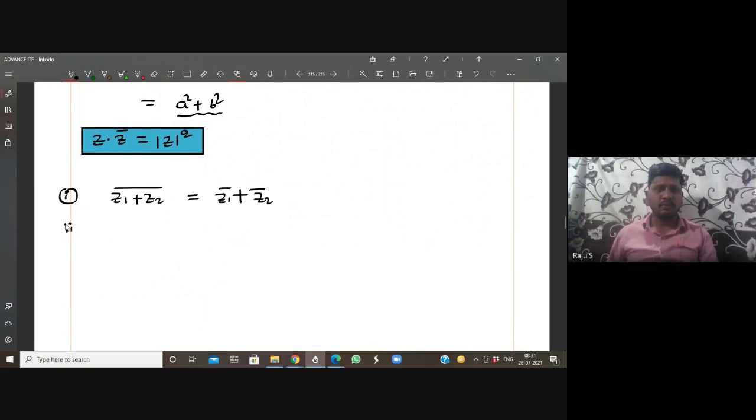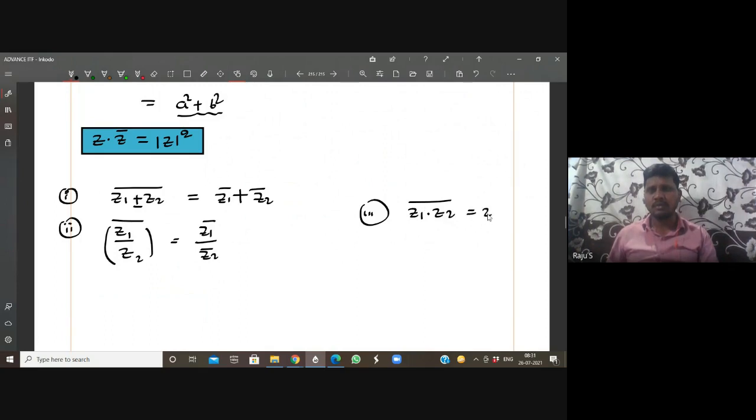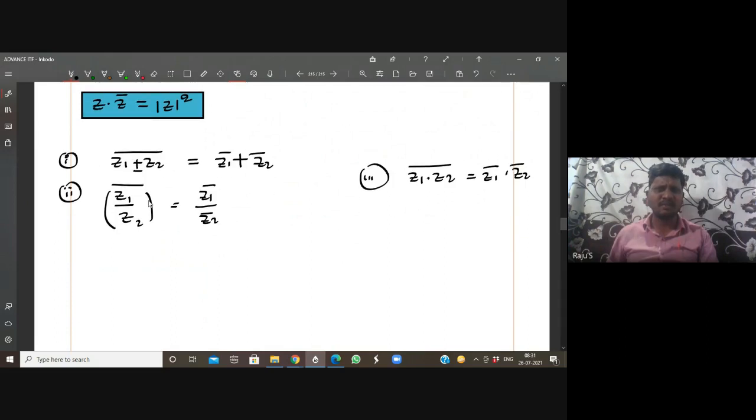And the second point, z1 by z2, it may be minus also. z1 by z2 all conjugate can be written as z1 conjugate by z2 conjugate. And the third property, z1 into z2 all conjugate can be written as z1 conjugate into z2 conjugate. These are the simple properties. Here, z2 should not be equal to 0.